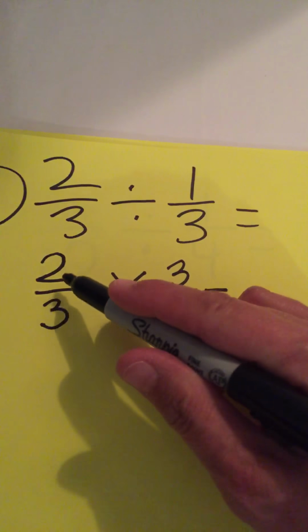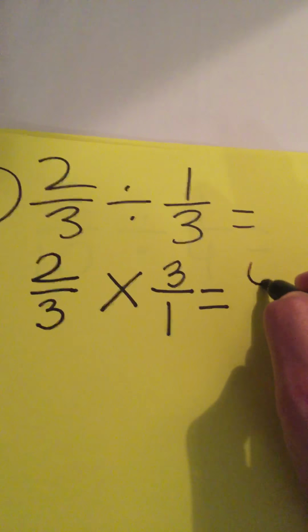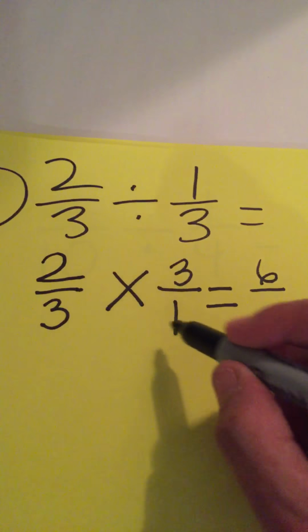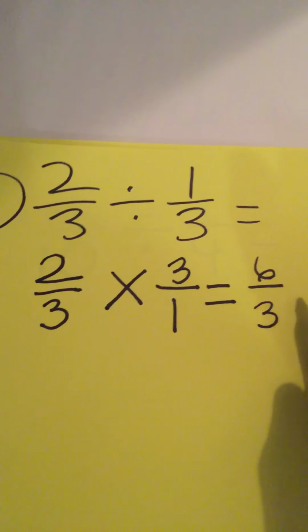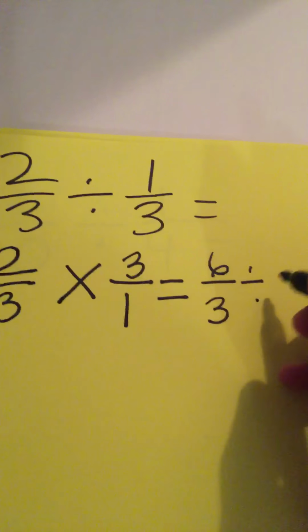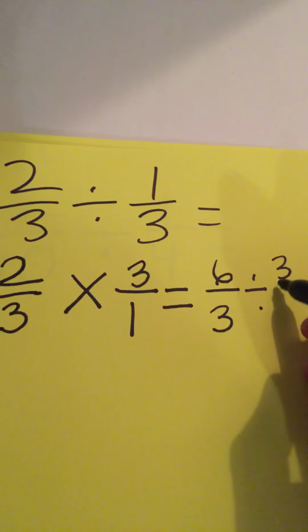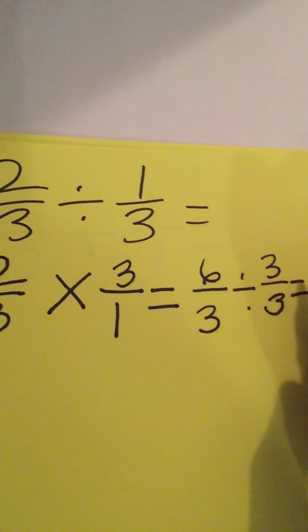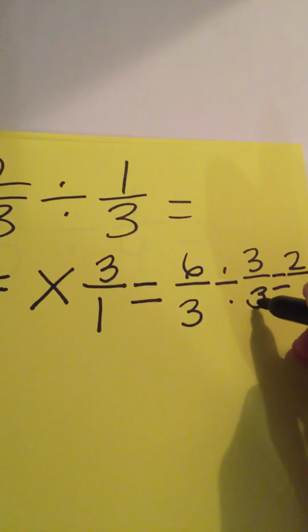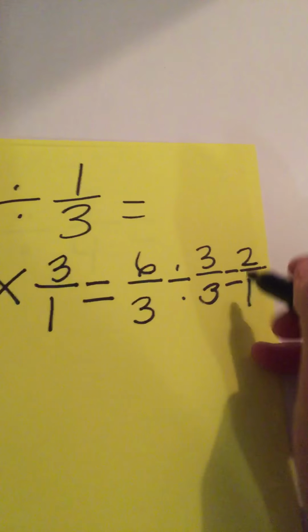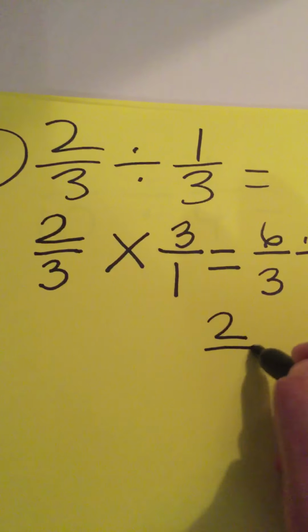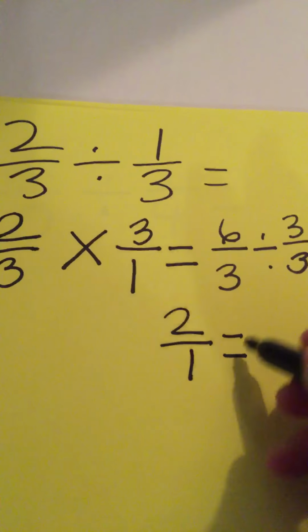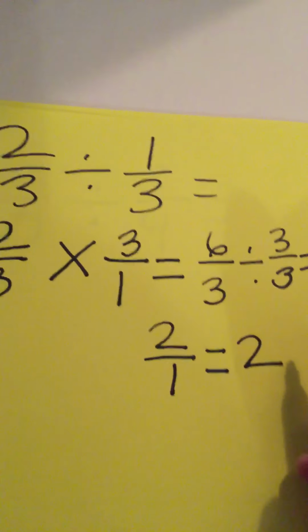So now you can just multiply. 2 times 3 is 6. And 3 times 1 is 3. And then I need to divide both numbers by 3. And 3 goes into 6 2 times, and 3 goes into 3 1 time. And any number over 1 equals a whole number, so my answer is 2.